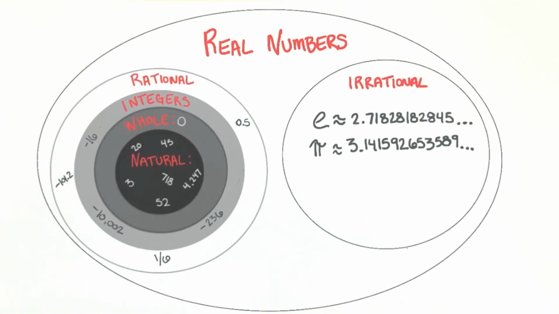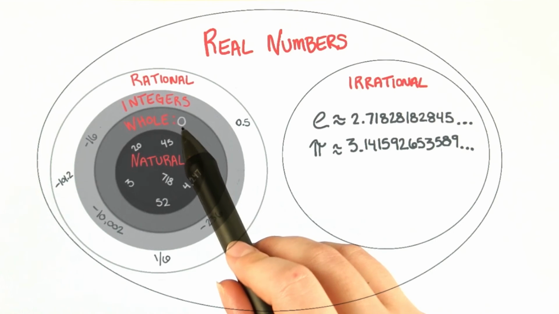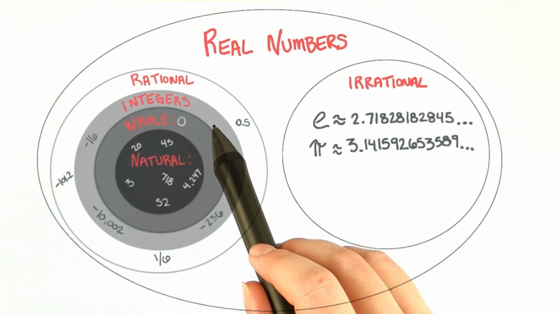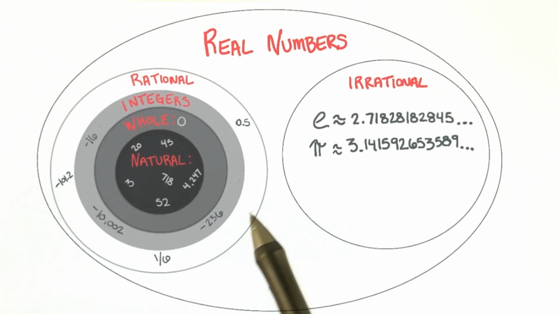Let's start with the natural numbers, such as 3 and 718. We then went from the natural numbers to the whole numbers by adding 0 to that set, and on to the set of integers by adding the negative whole numbers. From the integers, we get to rational numbers by creating ratios of integers with a non-zero denominator.